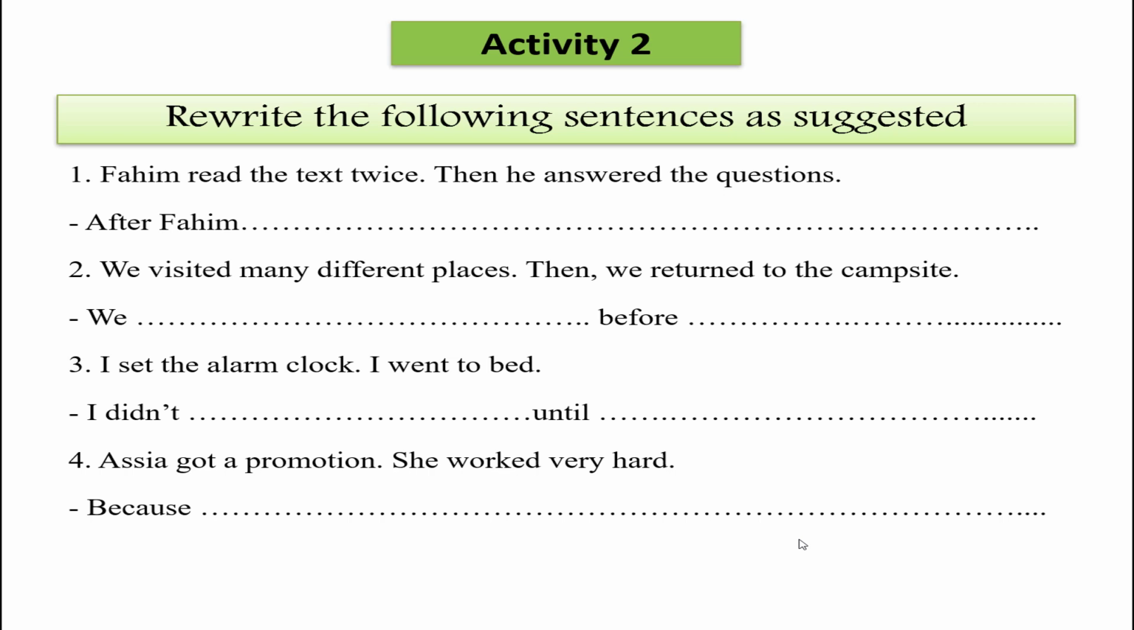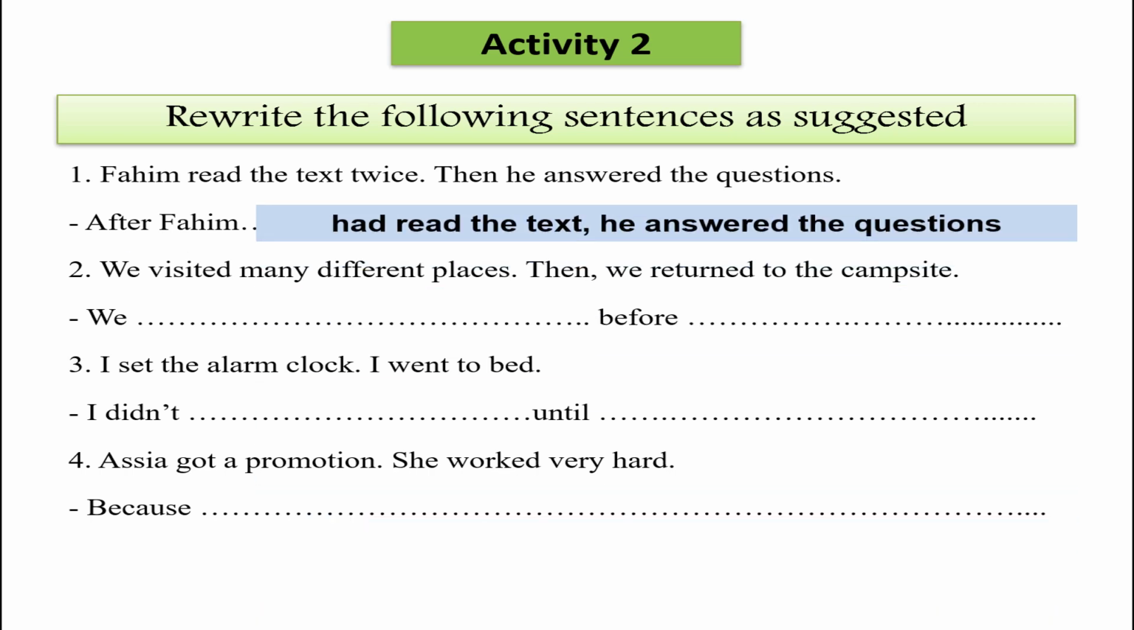Here in this activity 2, we are going to rewrite the following sentences as suggested. So here we have 4 sentences. We need to rewrite them. Sentence 1. Fahim read the text twice. Then he answered the questions. So we can say, after Fahim had read the text, he answered the questions. After followed by the first action. And then past simple in the action number 2.